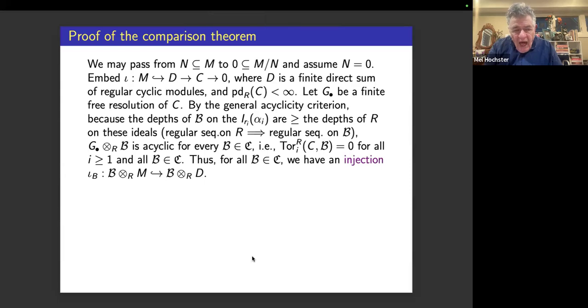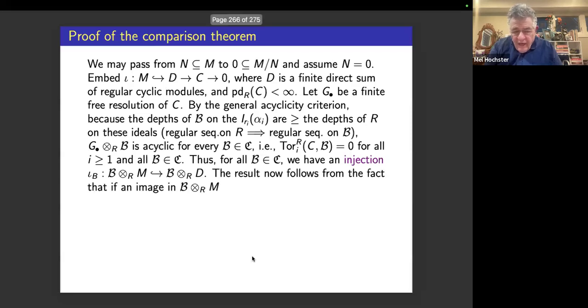And that implies, because of the short exact sequence at the top, that when you tensor with B, you get an injection of B tensor M into B tensor D. When you go up to the big Cohen-Macaulay algebra, that tensor product injects. And now basically you're done.